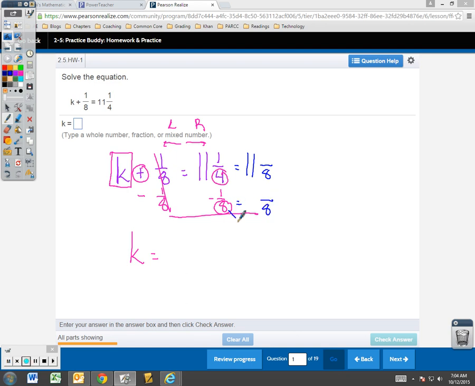Now, what did I multiply 8 by to become 8? Well, I multiplied by 1. It just stays the same. What did I multiply 4 by to get 8? We multiplied it by 2, so we go by 2 up here. 1 times 2 is 2. Now I'm able to subtract.